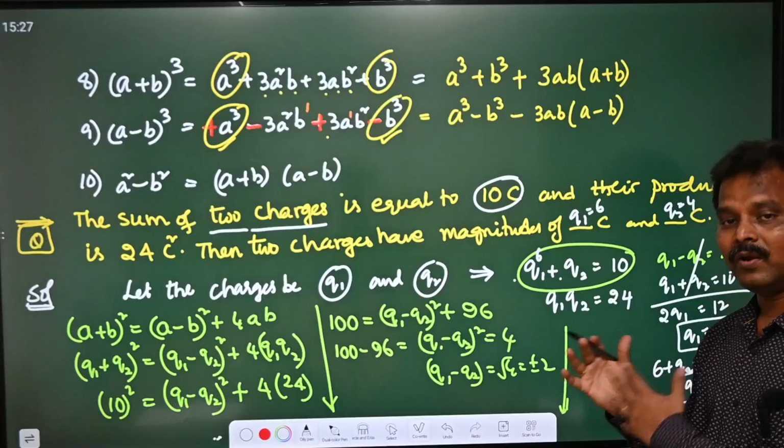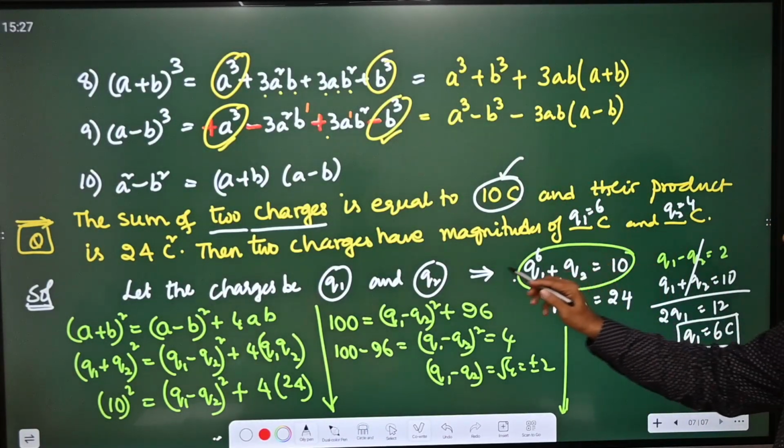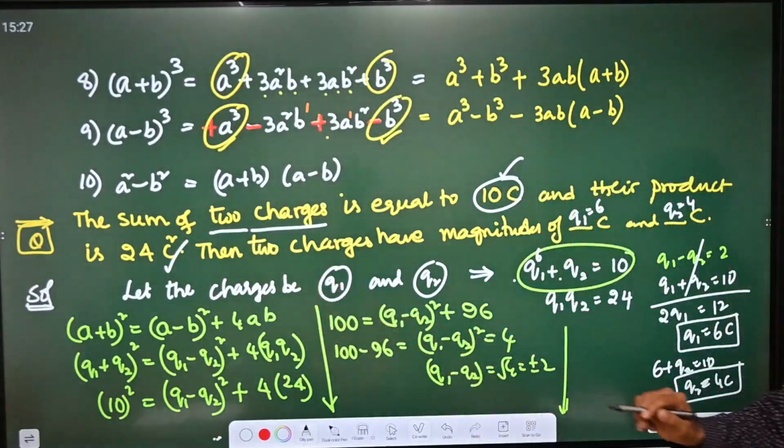And we can verify this also. 6 plus 4 is 10, 6 into 4 is equal to 24.